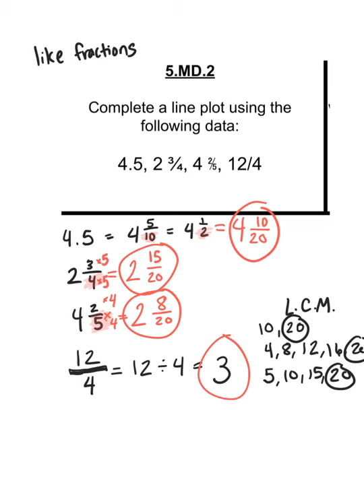Let's see. 3, 2 and 8/20, 2 and 15/20, and 4 and 10/20. I need to write them like this in order to get them over to, will I be able to, no.